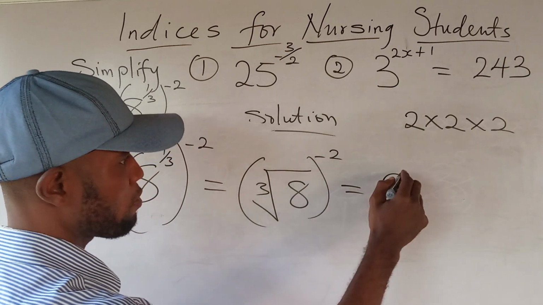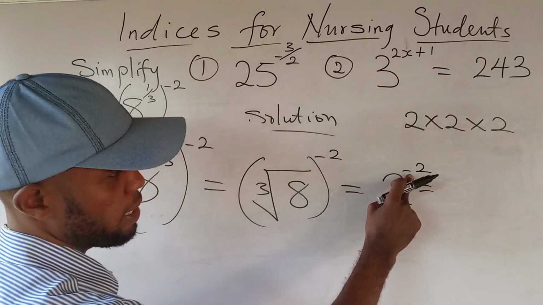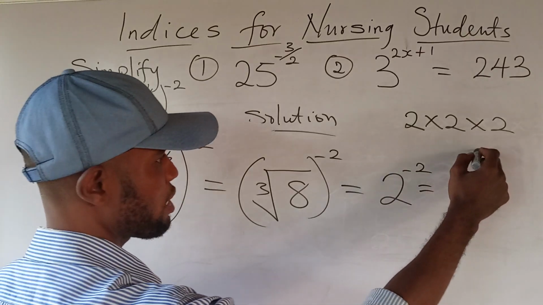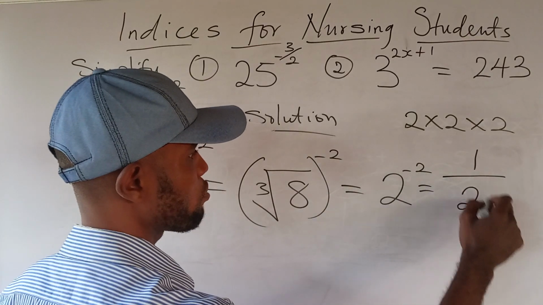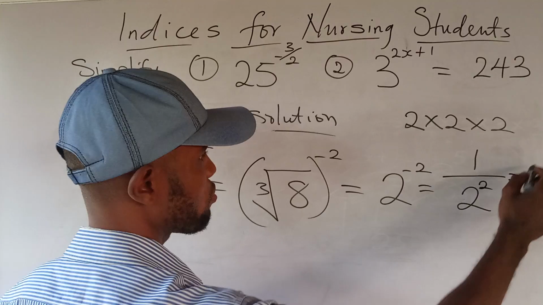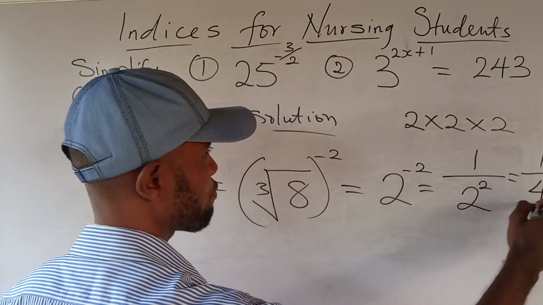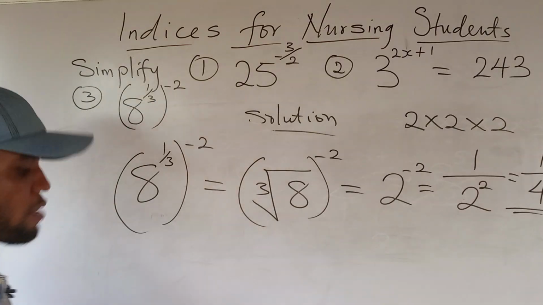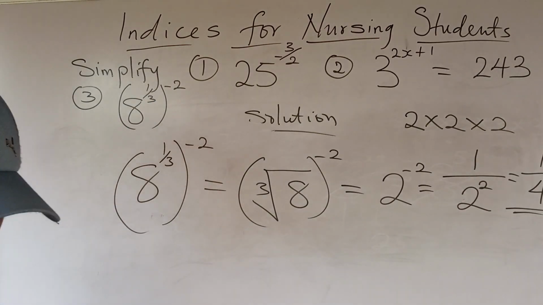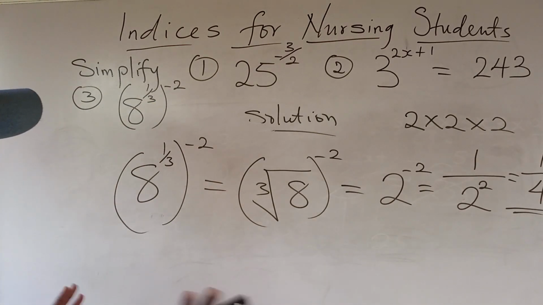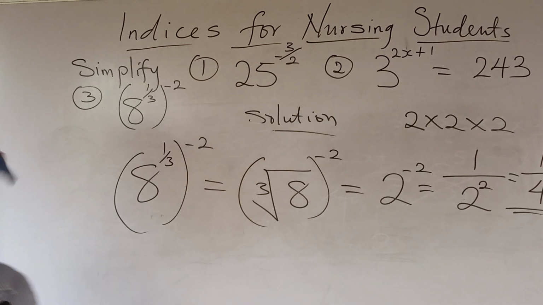So that will be 2 raised to power minus 2. Now, how do you remove this minus? We say 1 all over 2 raised to power 2, which is equal to 1 all over 4, because 2 raised to power 2 is 2 times 2, which is 4. All right, so that is how you can solve something like this. So you can use this video to attempt some questions that have to do with indices.